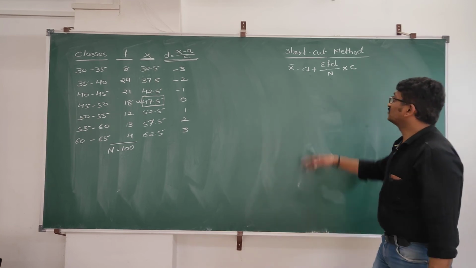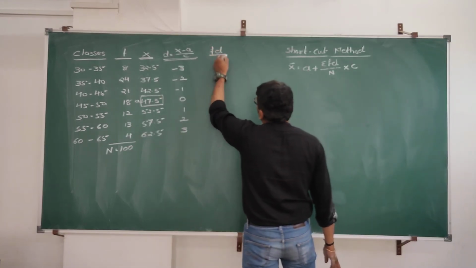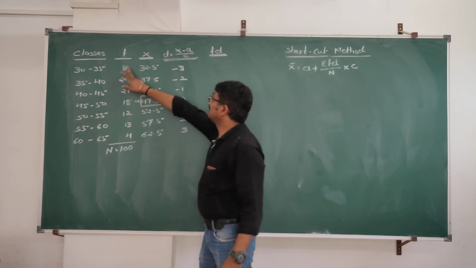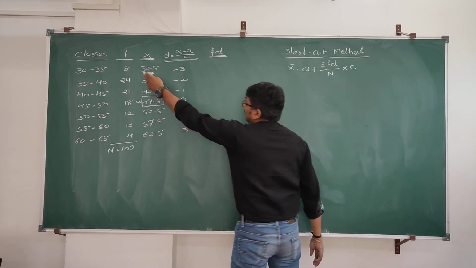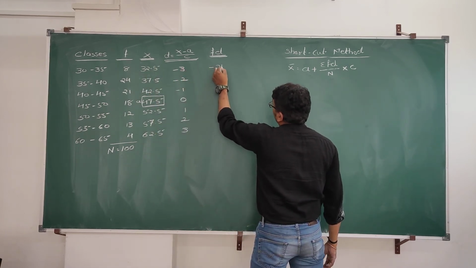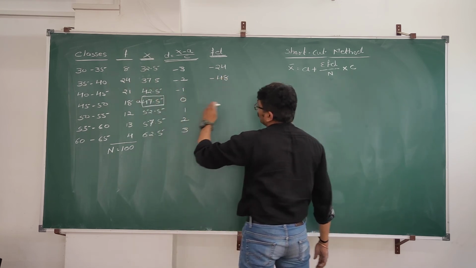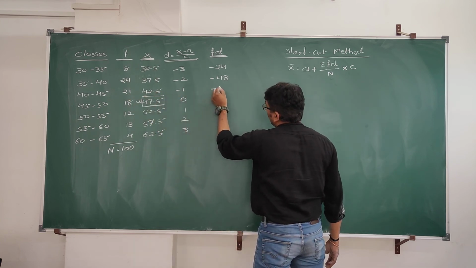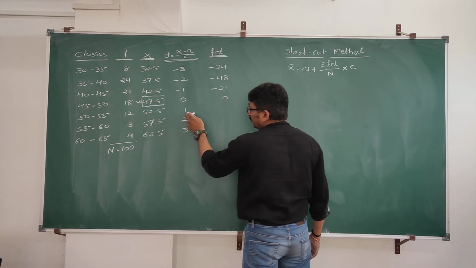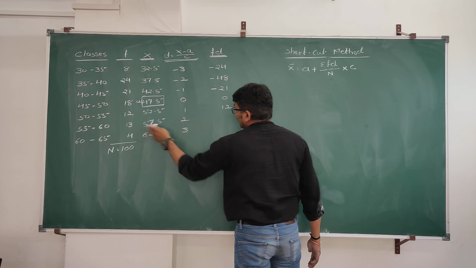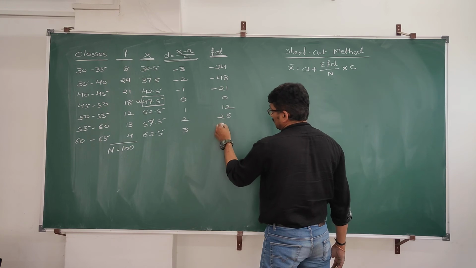Okay. Now once you know D, the next column is FD. FD is nothing but the frequency values multiplied by the D value. That is 8 into -3, -24. 24 into -2, -48. Sign is important. 21 into -1, -21. 18 into 0, 0. 12 into 1, 12. 13 into 2, 26. 4 into 3, 12.